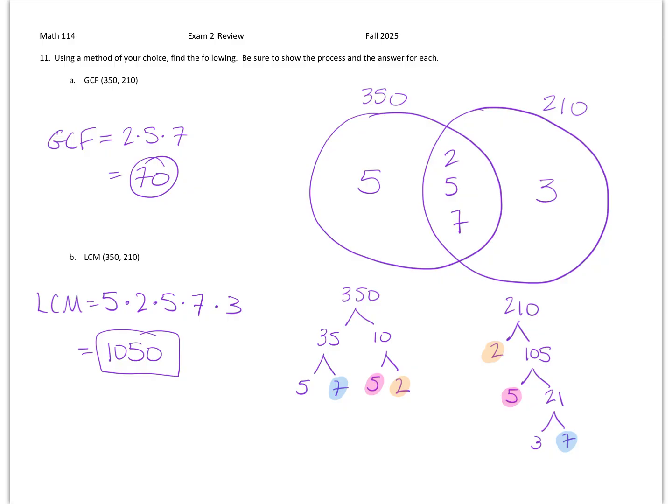Another way to solve this problem would be to list factors of 350 and 210, just make a big list of each of them, find the largest one that they have in common, and then list multiples of 350 and 210, find the smallest one they have in common. That's a more difficult approach when these numbers are big. Okay, so I like this Venn diagram approach for when the numbers are big. When the numbers are small, it probably is quicker and easier to just list the factors and find the biggest one they have in common, list the multiples, find the smallest one they have in common.